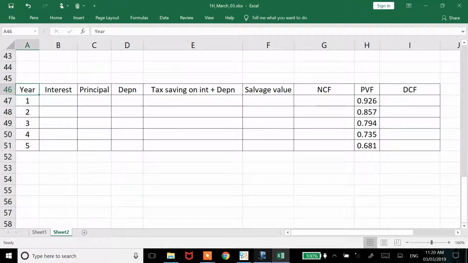Full stop. The present value of loan option is calculated below. Year, interest, principal, depreciation, tax saving on interest plus depreciation, salvage value, NCF, PVF and DCF.